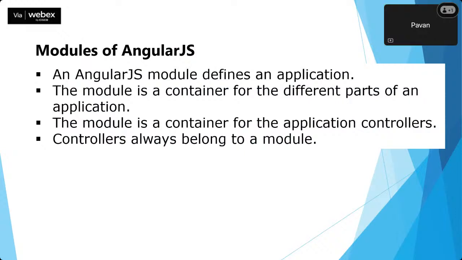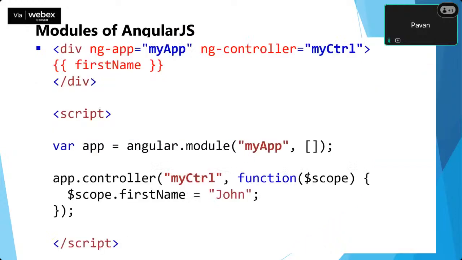So that's why it is written in the next line that controllers always belong to a module. Like we can't write controllers without a module. We have to write a module. After that only we have to mention the controllers. I hope you get it. So let's move on to the example of modules.